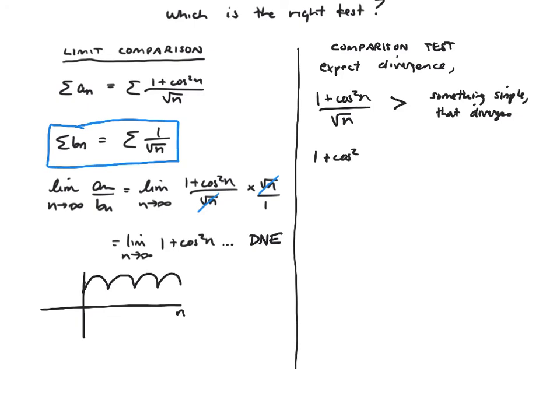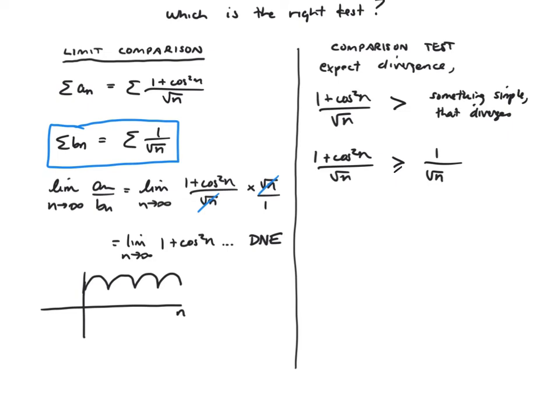1 plus cos squared n over the root of n is larger than... Now this is easy. Cos squared n just makes the numerator larger, so if I remove it, I just get something smaller, and I can simply remove the cos squared n. That is definitely true, that statement. I mean, technically you could make it equal to in some cases, but even that you don't have to worry about. And now I'm kind of done.